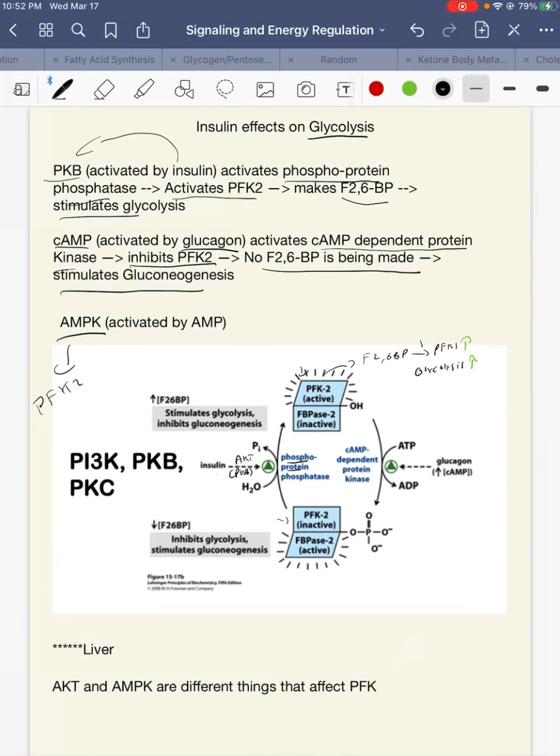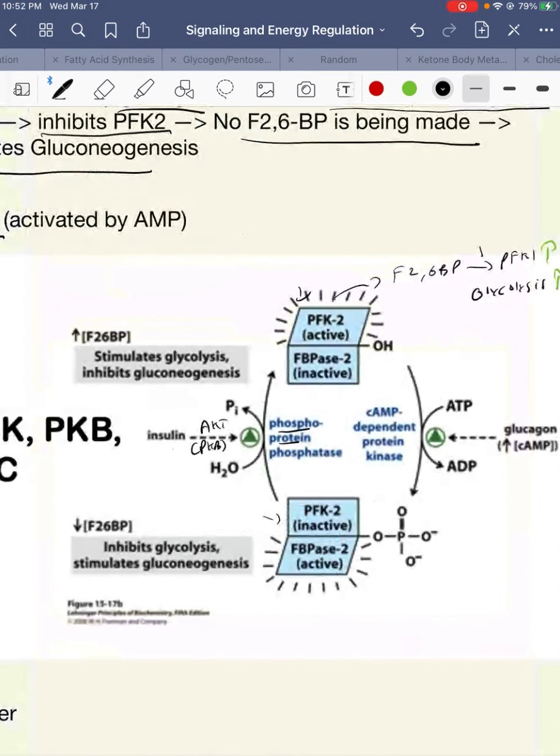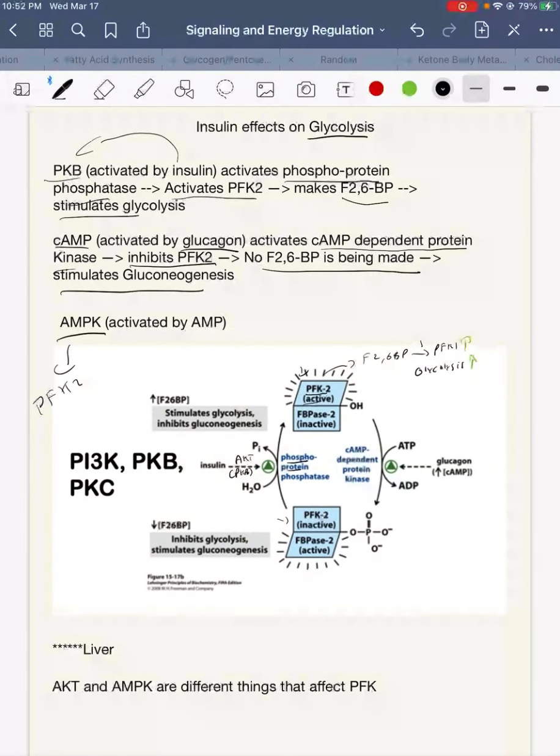So remember, AMPK phosphorylates PFK2 and makes it active. Okay. We just said that phosphoprotein phosphatase dephosphorylates PFK2 and makes it active. So what I want you to take away from this is a phosphate group on a protein doesn't mean it's activated or inactivated. You have to look at what is going on with it. So PFK2 can be active in the phosphorylated or the dephosphorylated state.